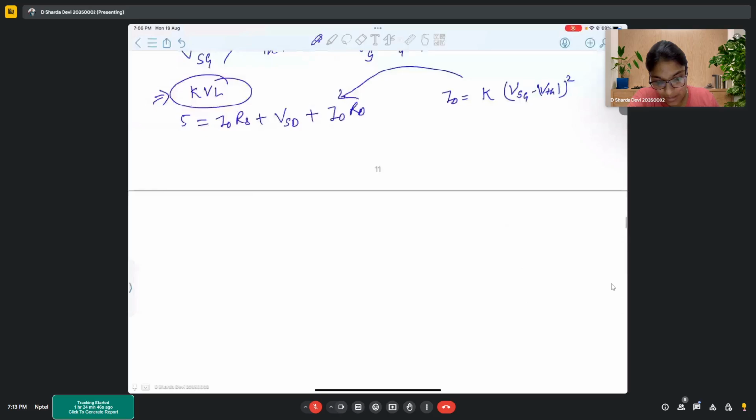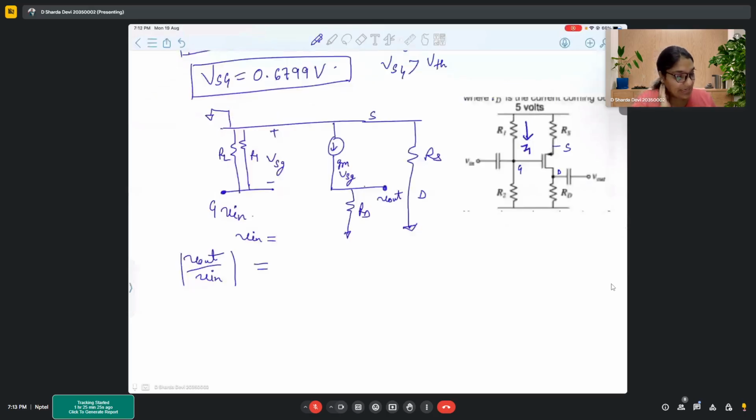Somebody is saying V out by V in would be minus RD upon RS. That's correct with all the simplification that is done. When you solve this circuit for V out by V in, what you obtain is minus GM RD upon 1 plus GM RS. Now considering GM RS is much larger than 1, we get the gain to be minus RD by RS.